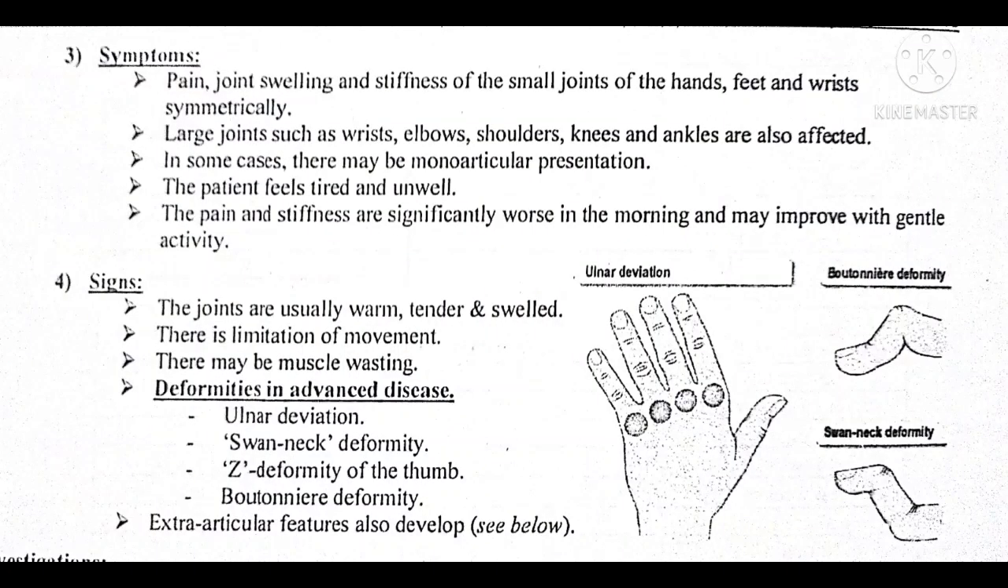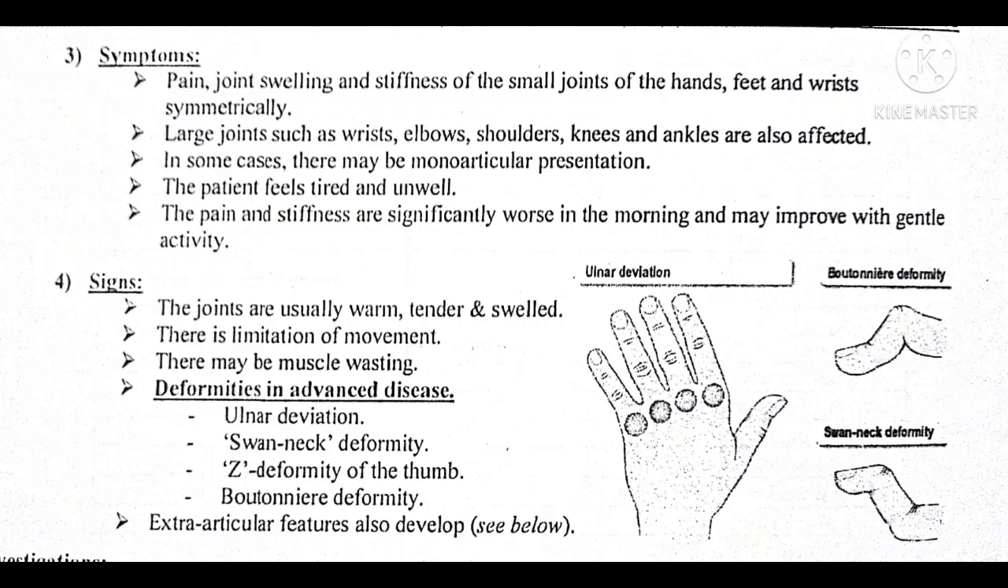What are the clinical features of rheumatoid arthritis? The age of the patient is usually in their 3rd to 5th decade of life. In sex, male to female is 1:3. That means females are more affected.